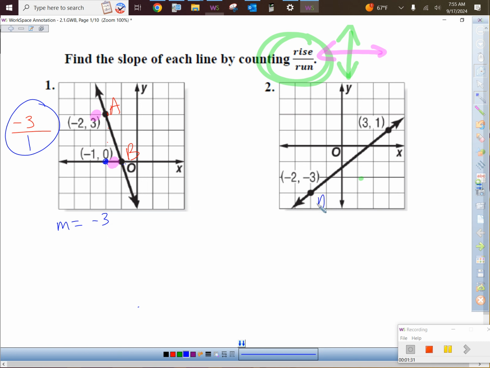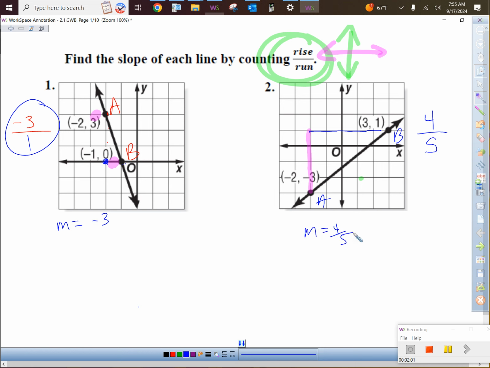If I call this point A and this point B, you don't have to put those letters. That's just for me to talk about them with you. But if I want to rise, I'm going to go up 1, 2, 3, 4. Do you see if I went up 4, I got to the level of B. And then run 1, 2, 3, 4, 5. Both of them were positive because I rose, so I was positive, and then I ran to the right, so that was positive. Does 4 over 5 reduce at all? So the slope of that line is 4/5.